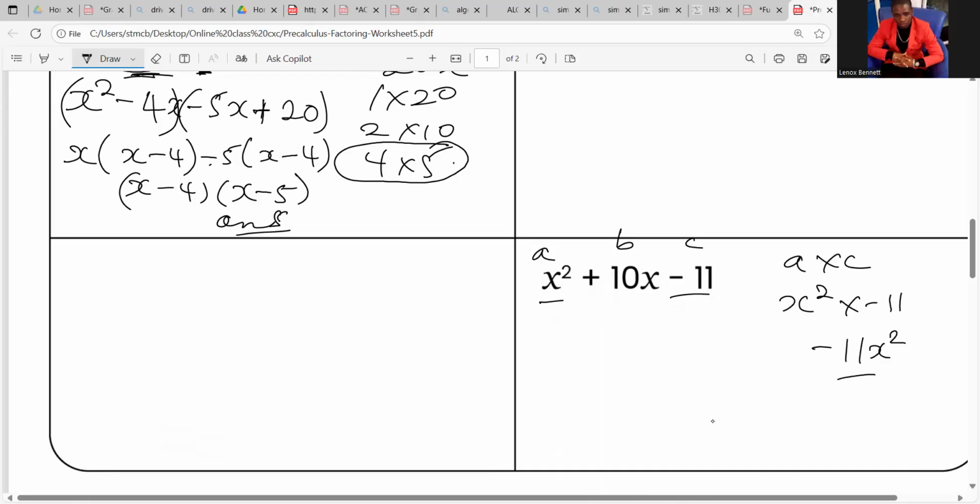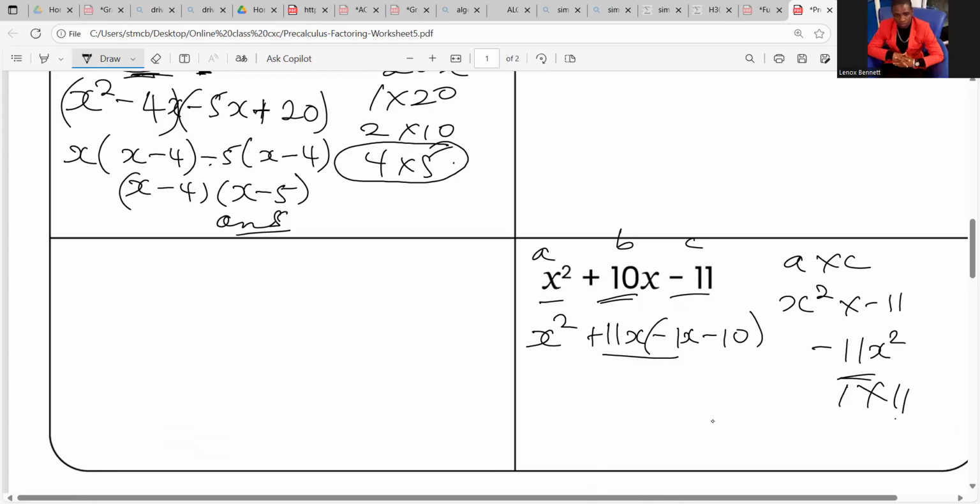So when we multiply them, we get negative 11, but when we add them, we're supposed to get positive 10. So it looks like 11 times 1, that's the factor, right? Since it's a prime number. So which one should be positive? Because we have positive 10, it means that 11 must be positive, and of course, minus 1. So x² plus 11x minus 1x, because that's going to give you the 10x, right?